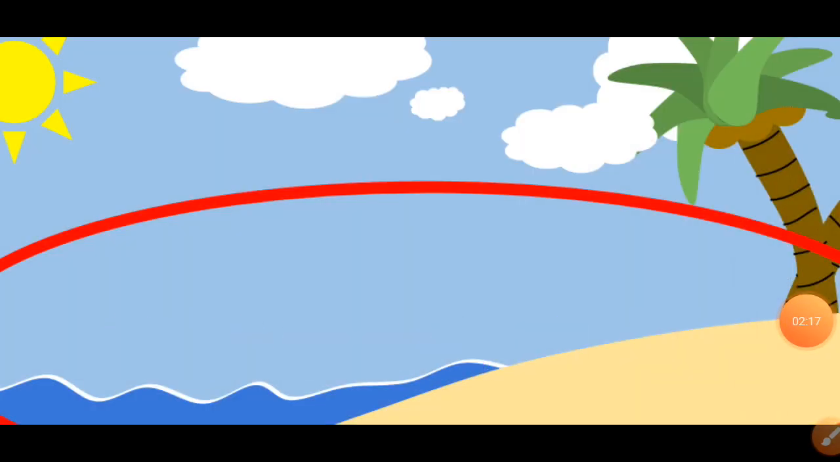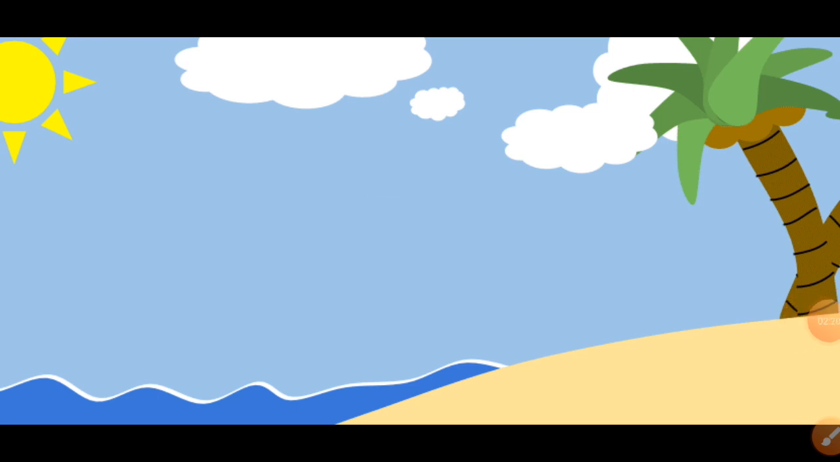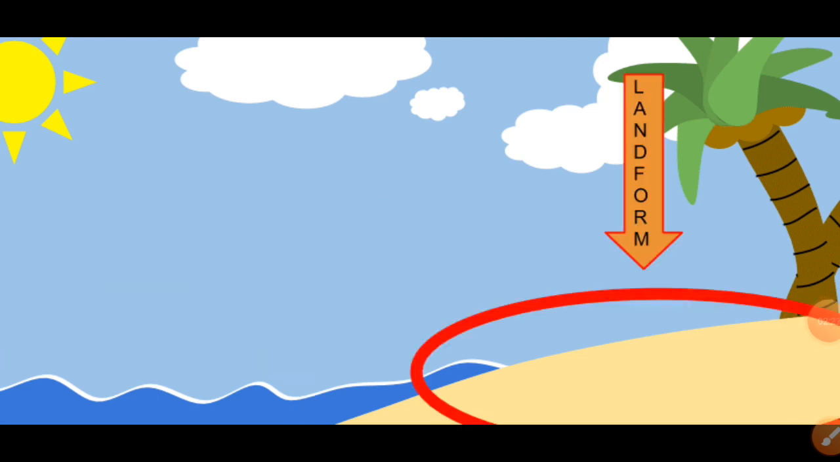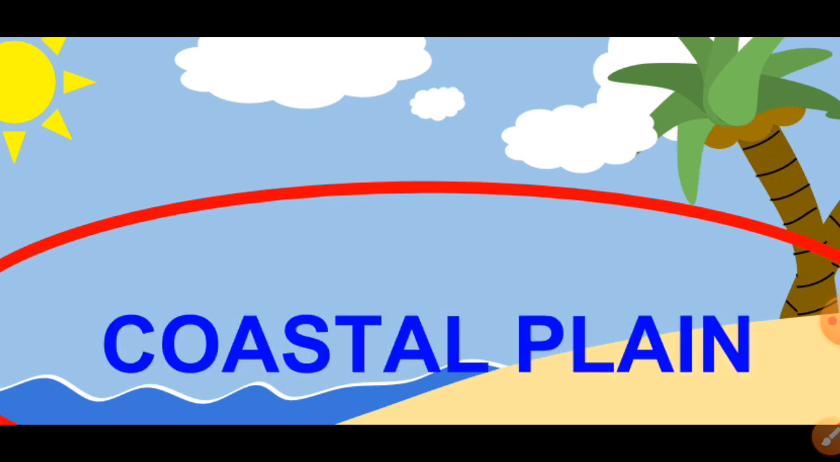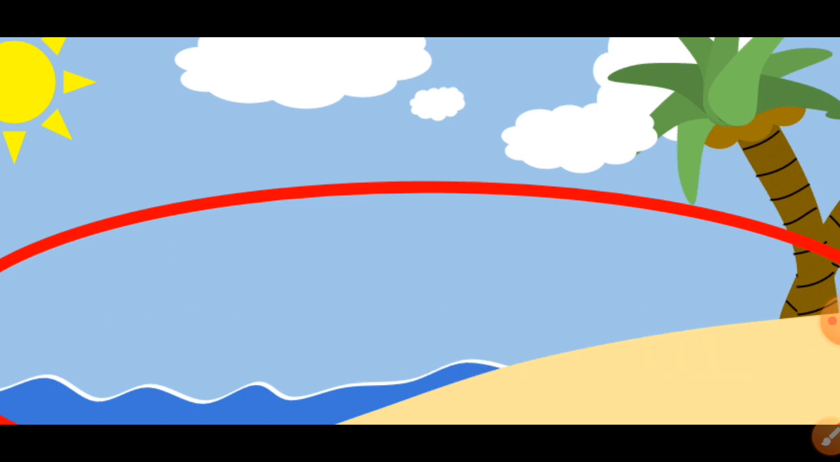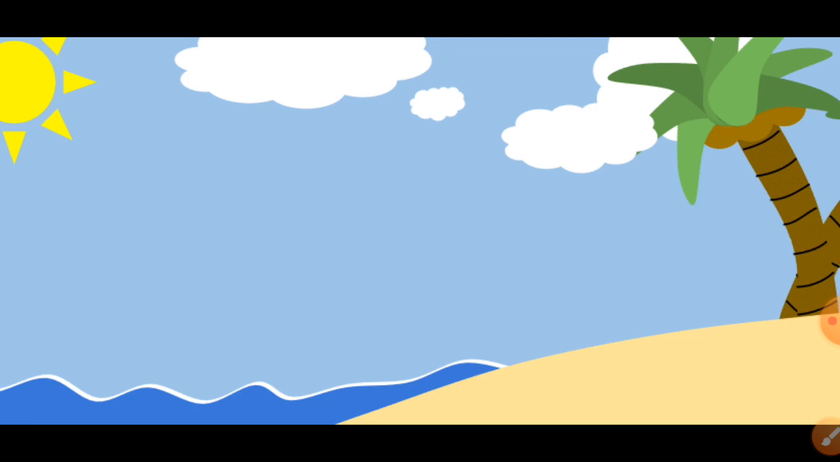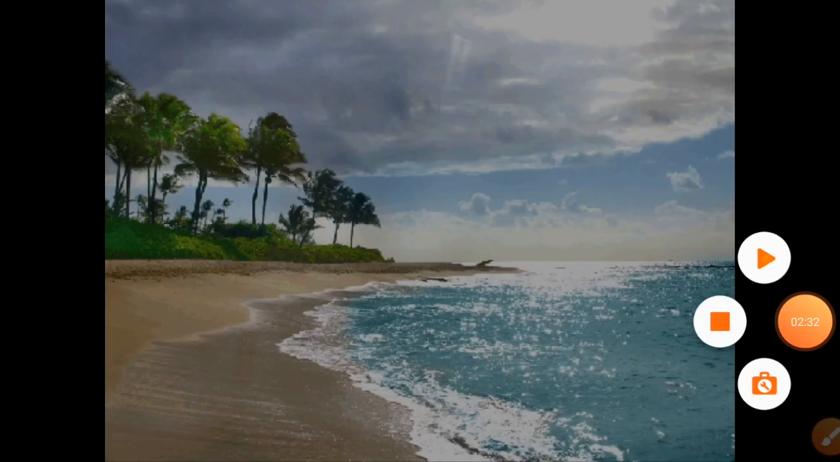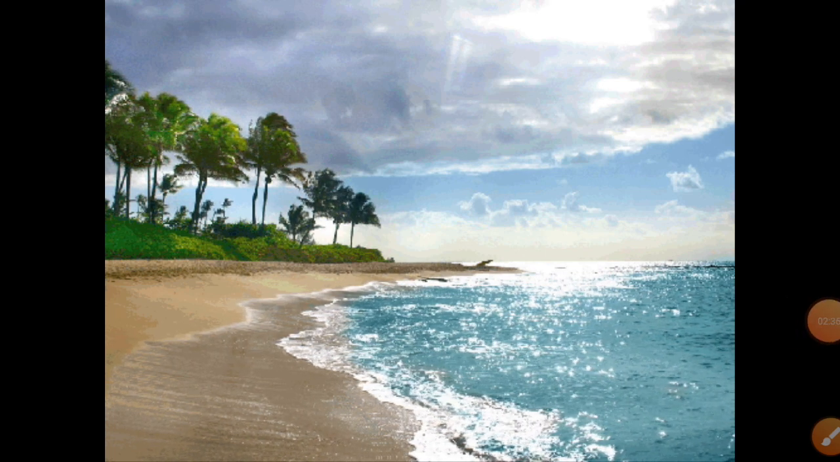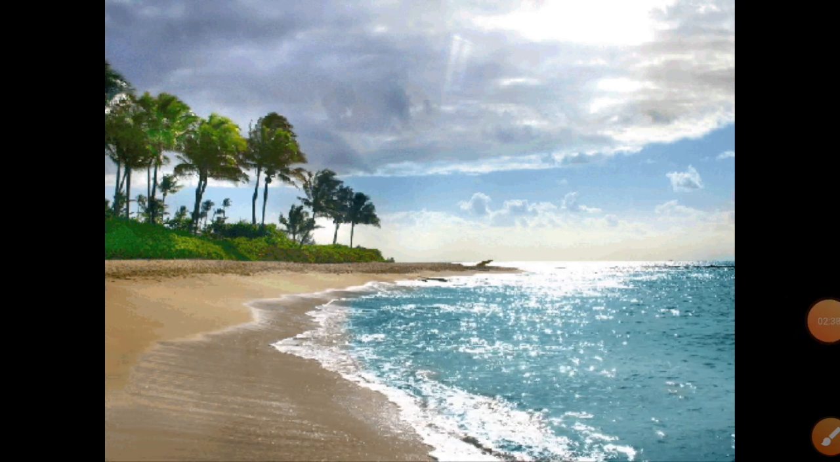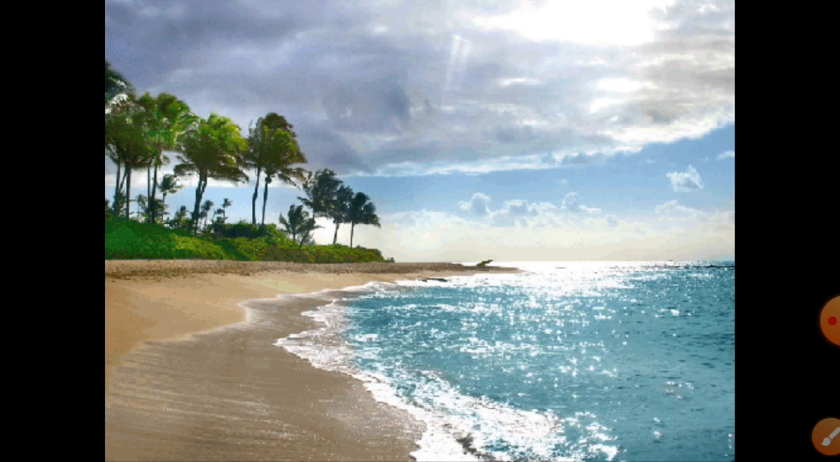From this picture, you can understand which region is called coastal region. Where the sea and the land meet, that region is called coastal plain. For example, Marina Beach, Kovalam Beach, etc. See this picture also, where the sea and the land meet, that region is called coastal plain.